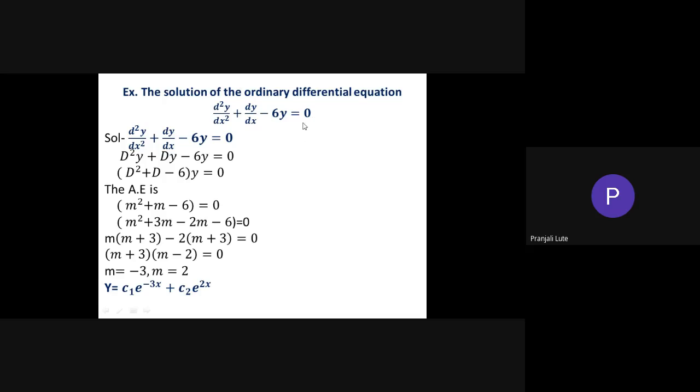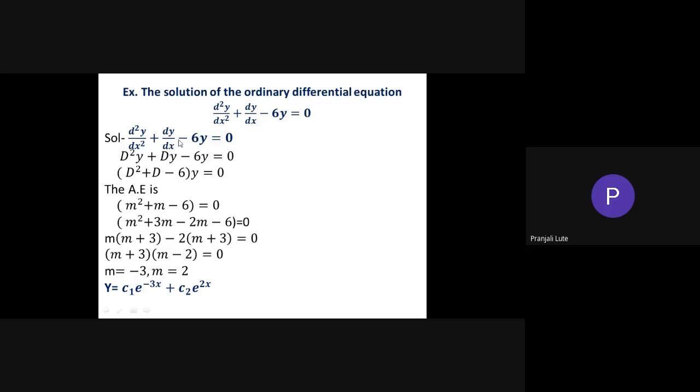But if the right hand side is not equal to 0, what is your complete solution or general solution? When the right hand side is not equal to 0, the complete solution or general solution is equal to CF plus PI. It means we have to calculate both CF and PI. But in this differential equation, the right hand side is equal to 0, so we only have to find the complementary function. So how do we find the complementary function?